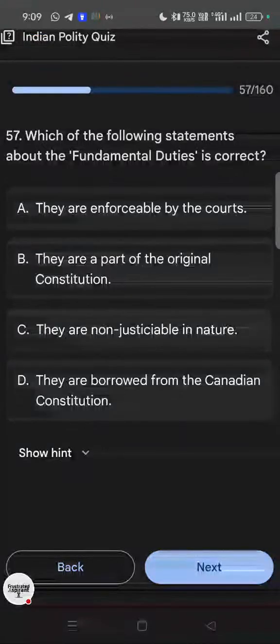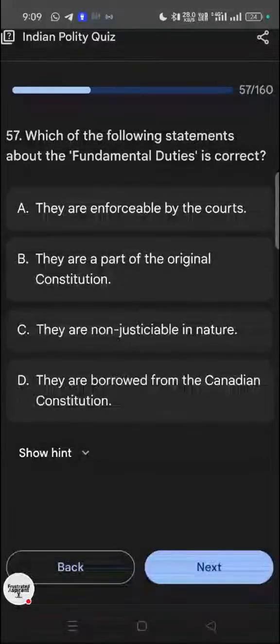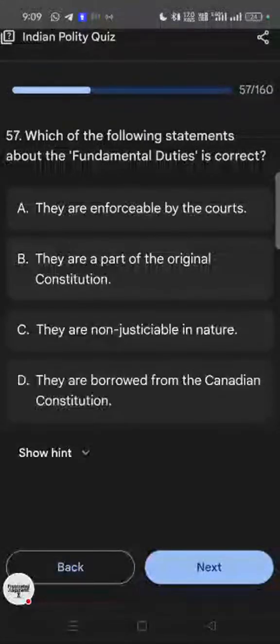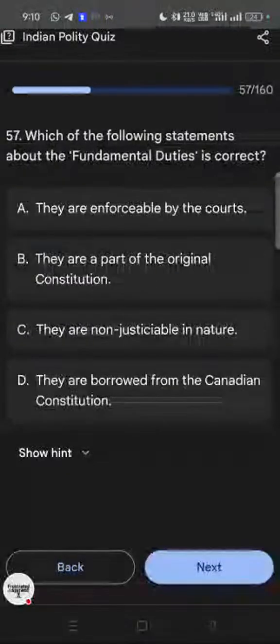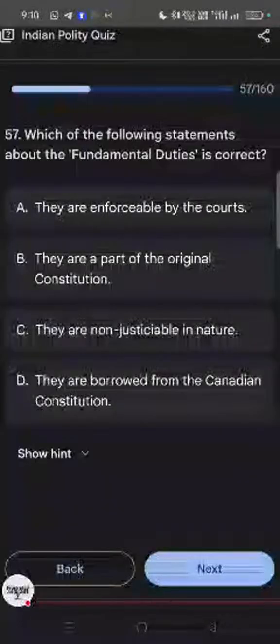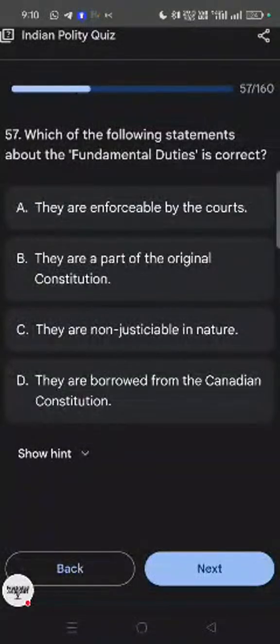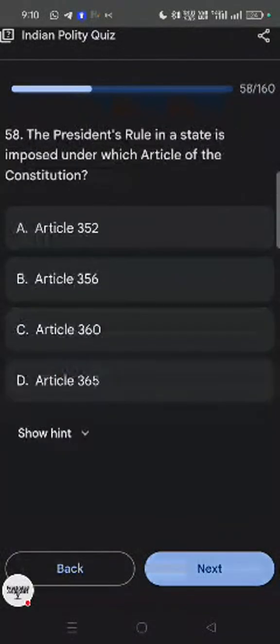Which of the following statements about fundamental duties is incorrect? They were not part of the original Constitution. They are non-justiciable. They are borrowed from the Canadian Constitution. They are not enforceable by courts.